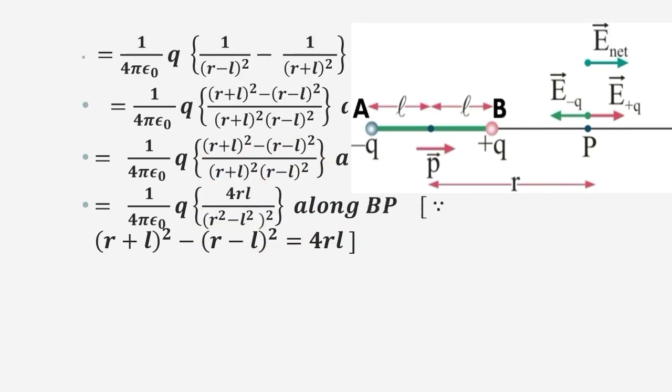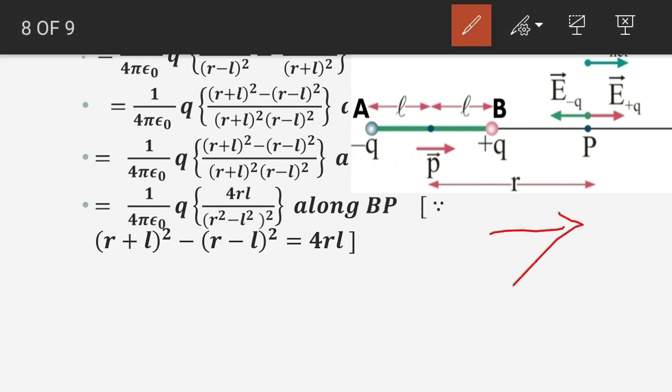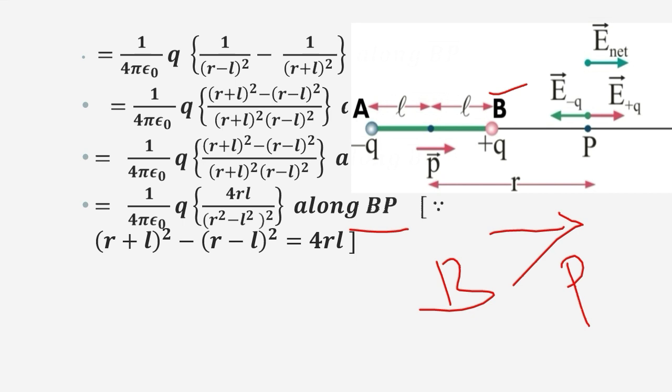And remember that we have taken the direction as the right hand side, towards the right, and towards right it will designate from b to p, right? So going towards right, that means on the left hand side we are having b, and on the right hand side we are having p. So direction is along bp direction, clear?